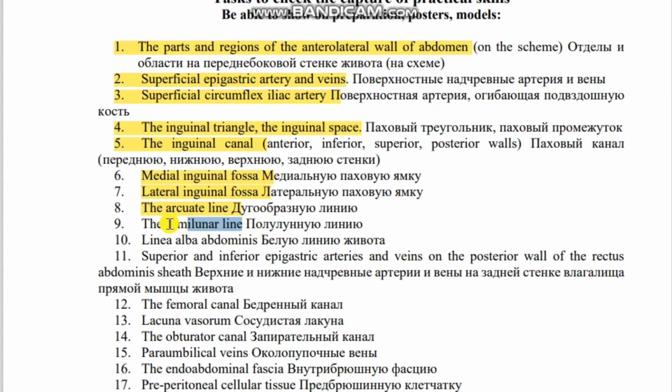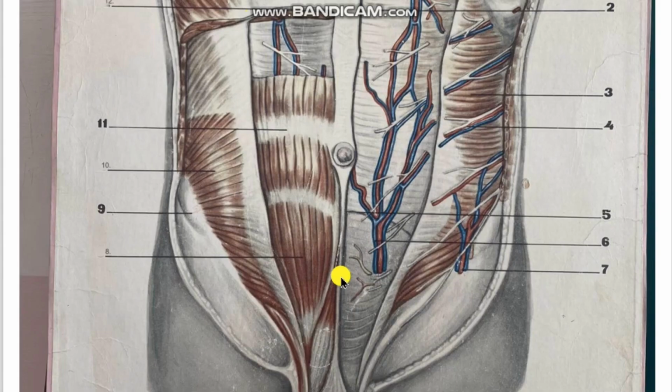Next we have the semilunar line. What is it? The semilunar line is located here in this poster. This is the semilunar line. You can see it's a vertical or curved structure. It runs along the lateral edges of the rectus abdominis muscle. These are the rectus abdominis muscles, so it runs laterally in the anterior abdominal wall.